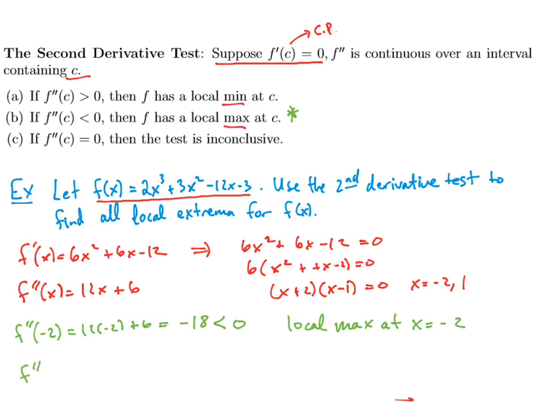And then similarly, f double prime at 1. When we substitute 1 into the second derivative, we get 12 times 1 plus 6, which is equal to 18, which is greater than 0. Now we're in the first instance up here. Let f double prime of c be greater than 0, which it is. Then we have a local min at x equals 1.